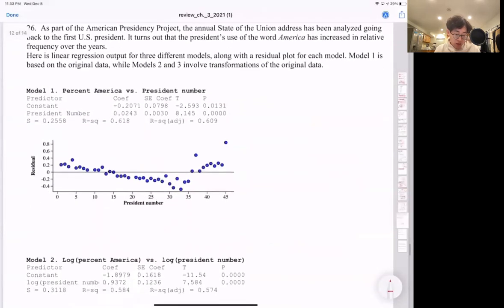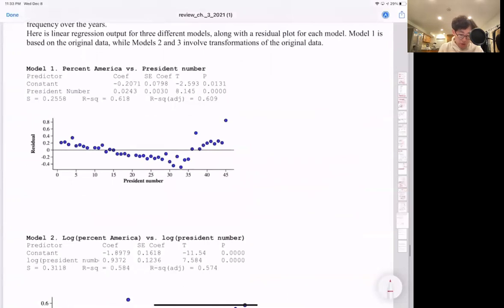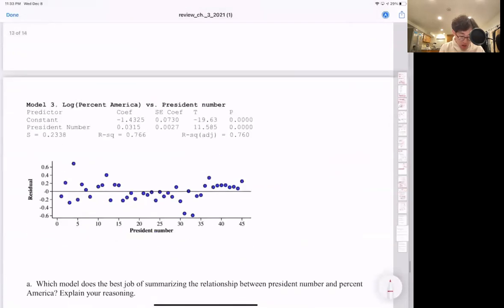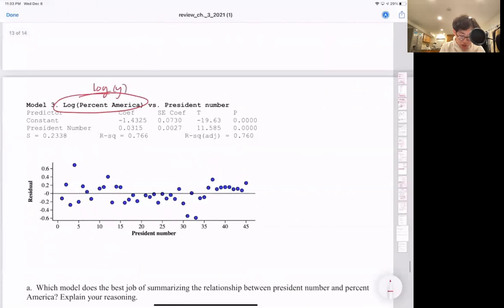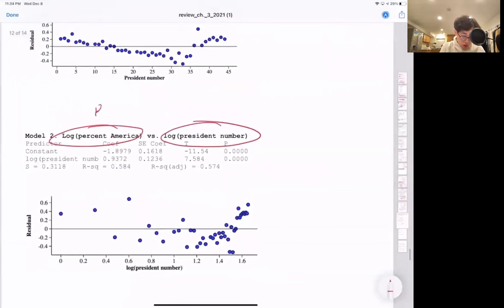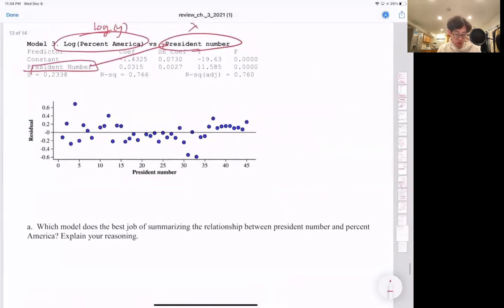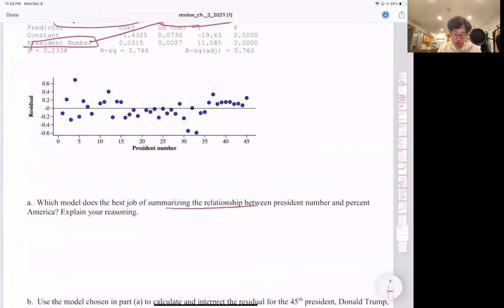26. Here's a linear regression output of the three models. So this first one measures the x versus y, log x versus log y... no, I'm sorry. This is your y here, log y versus your x, because president number is your x. So that's your explanatory variable. So that's your log y versus log x. And then the first one is obviously just your y versus x. Okay, so with that in mind, which model does the best job of summarizing the relationship?